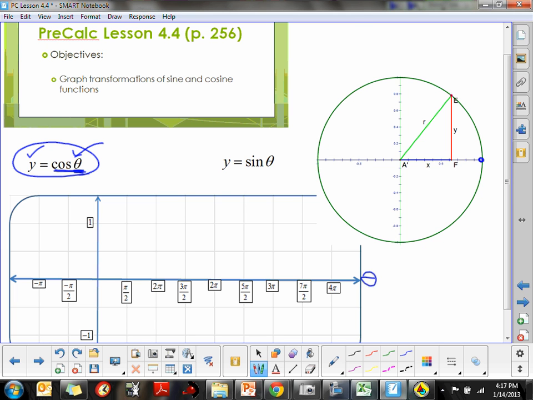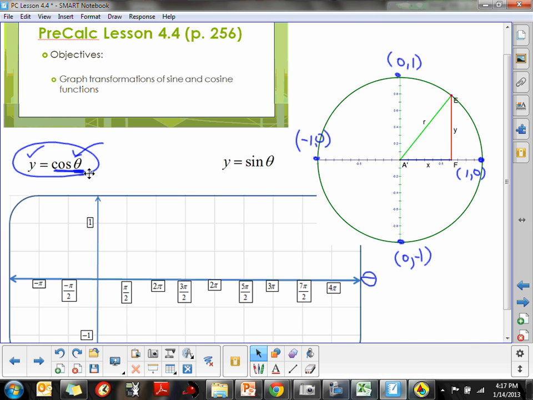So in a unit circle, this ordered pair is (1, 0), and this ordered pair is (0, 1), and this ordered pair is (-1, 0), and this ordered pair here is (0, -1). So when we take the cosine of every one of these angles, we could take the cosine of a 0 radian measure. That cosine value is 1.